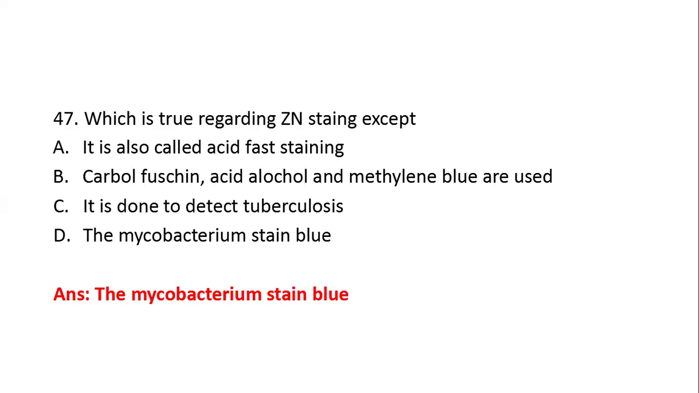So ZN staining is also called acid fast staining. We use carbol fuchsin, acid alcohol and methylene blue. These three reagents are used in staining, and it is helpful to identify Mycobacterium tuberculosis. Then what is the result? How will the bacteria appear here? The Mycobacterium tuberculosis appears bright red against the blue background. This blue background is pus and epithelial cells. So the bacteria appear bright red, and the background is blue. So here the answer is option D, mycobacterium stains blue.